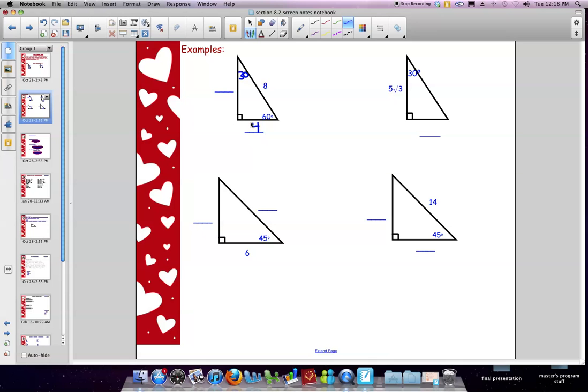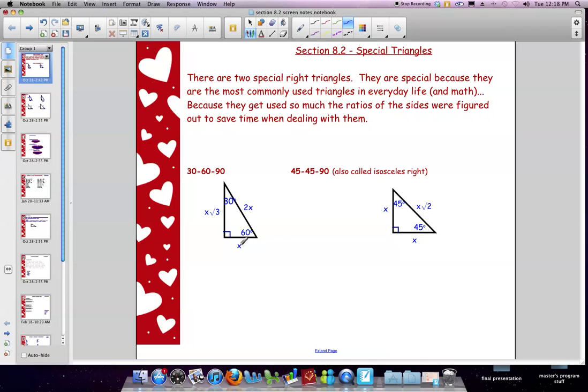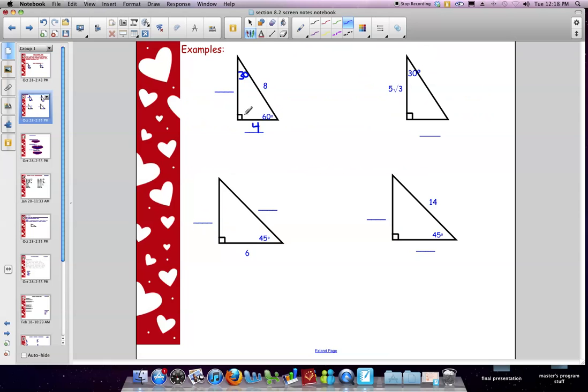Then to go from the shorter leg to the longer leg, go back to your ratios. I have to multiply by the square root of 3. I would simply leave it as 4 times the square root of 3. That is how I would leave my answers. The question always comes up, can I go right from the hypotenuse to the longer leg? And the answer is yes, but what you have to do is divide by 2 and then times by the square root of 3.